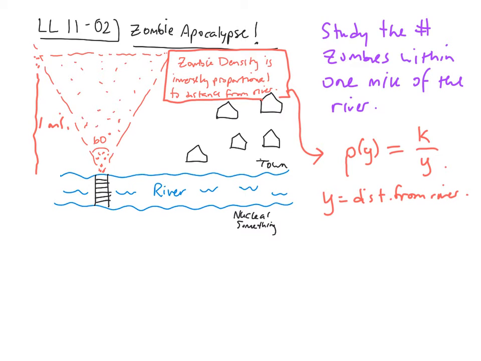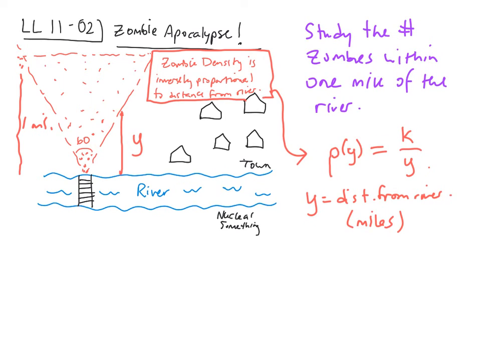All right, so when we say rho of y is equal to k over y, that means that if I were to take some particular distance from the river, let's say y miles, then the density of zombies at any point around there is going to be k over y zombies per square mile. So this is an area density this time. The zombie density y miles from the river is k over y zombies per square mile.